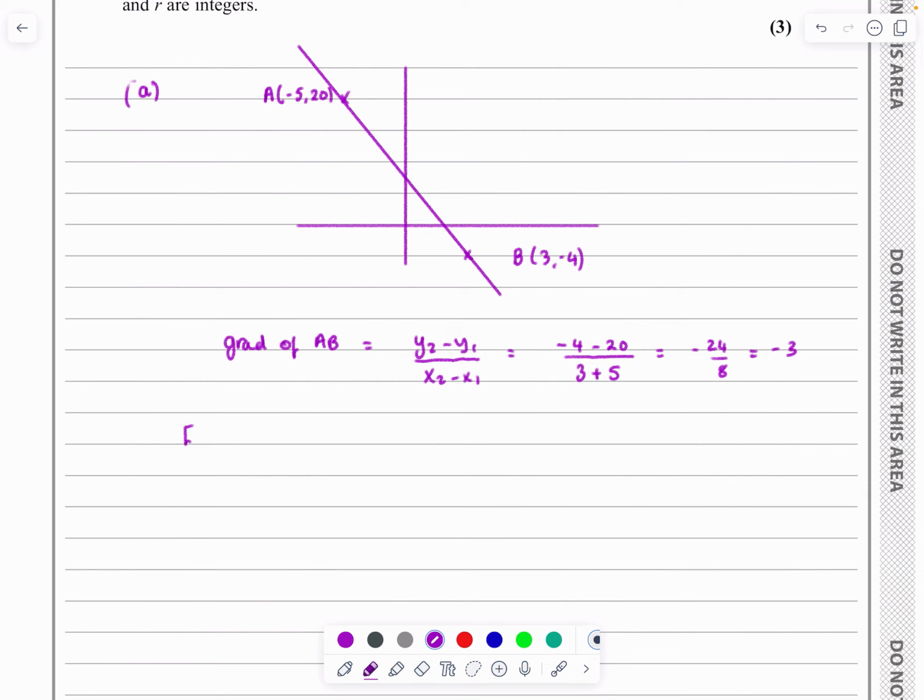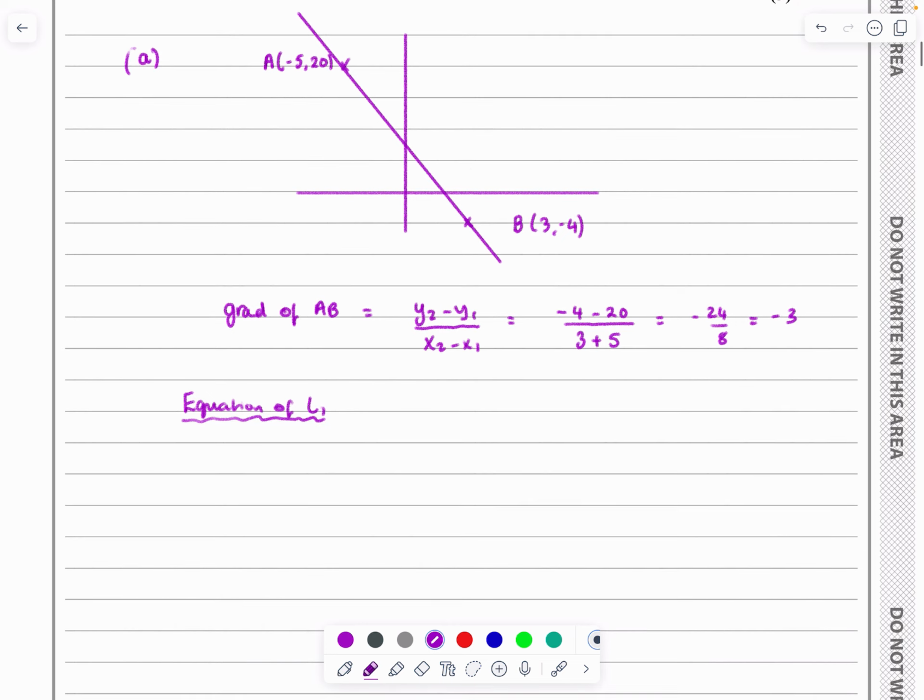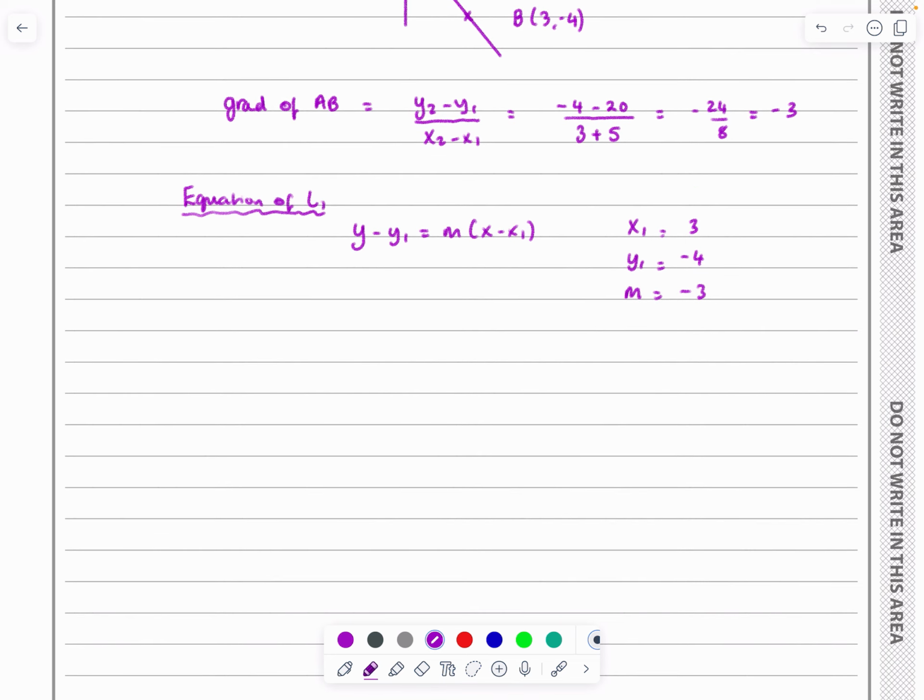If I now want to find the equation of L1, the line that's going through points A and B, what I want to do is say it's y minus y1 equals m(x minus x1). That's how I do every one of my straight lines. So I need to choose a point. I could either choose the point (3, -4), or I could choose the point (-5, 20). It doesn't matter. Either of them will give it to you, but I'm going to tell the examiner what I'm doing. So I'm going to say x1, y1, and m. I'm going to decide to have the point (3, -4). My gradient is -3 here, and so I'm just subbing everything into the equation now.